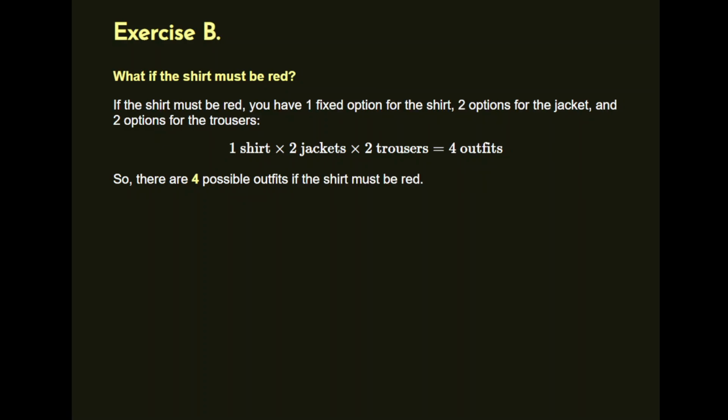Exercise B, what if the shirt must be red? Okay, if the shirt must be red, essentially we have one fixed option for the shirt, the red shirt. We still have 2 options for the jacket and 2 options for the trousers. So one shirt times 2 jackets times 2 trousers. Essentially we have 4 possible combinations. So there are 4 possible outfits that we can have if the shirt must be red.